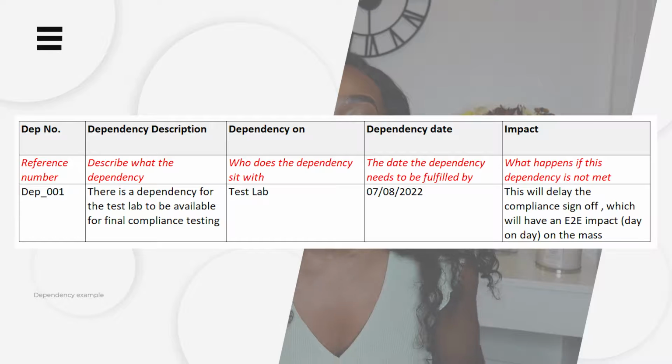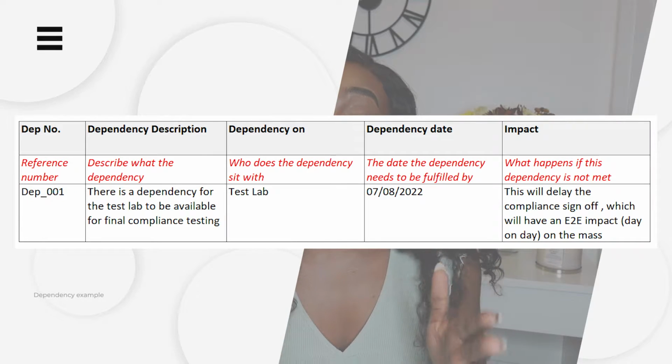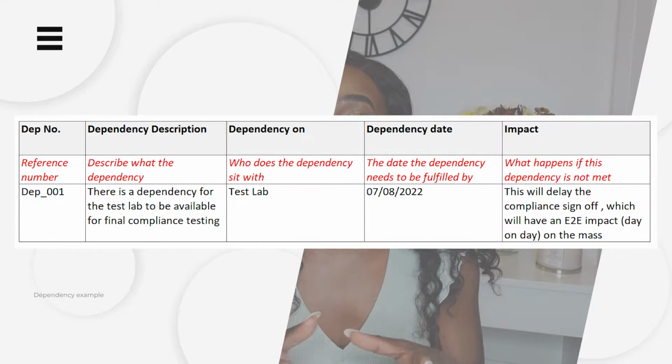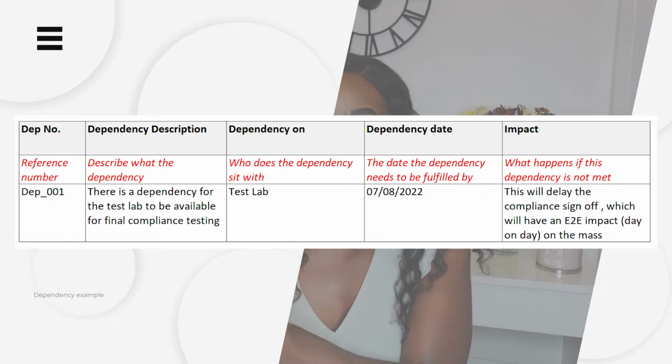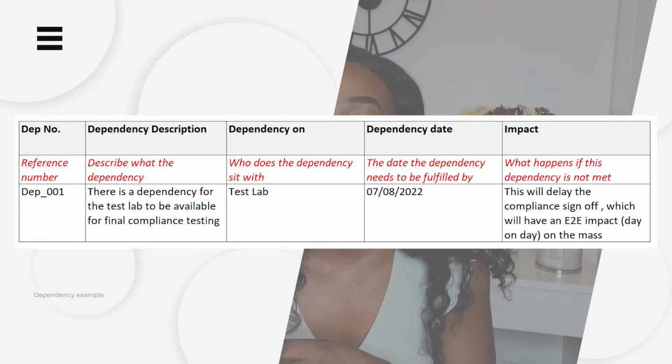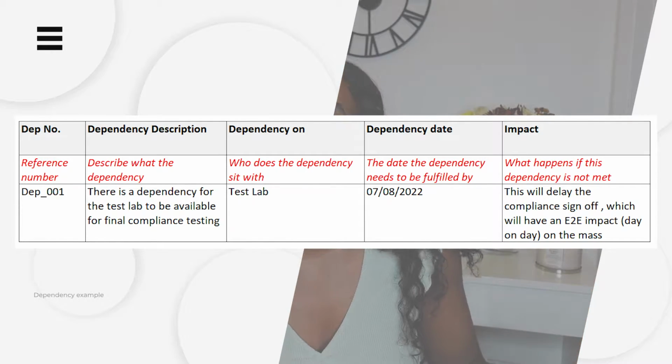For project 4, an example of a dependency could be: there is a dependency on the test lab to be available on said days so that we can complete our final compliance testing in order to get it out the door. What happens if they are not available on those dates? Guess what? I am delayed, and that is not good.